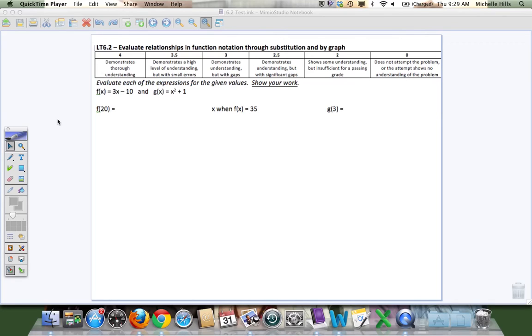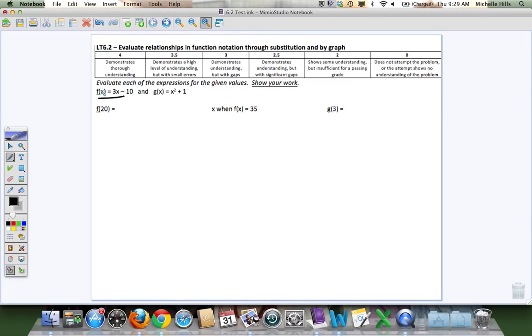In this, I am actually doing a little bit of calculating. It wants me to evaluate the expressions for the different things. Now, f of 20, the first thing I notice is it says to use function f, because I have function f and function g up here. So this is the one I'm going to use.